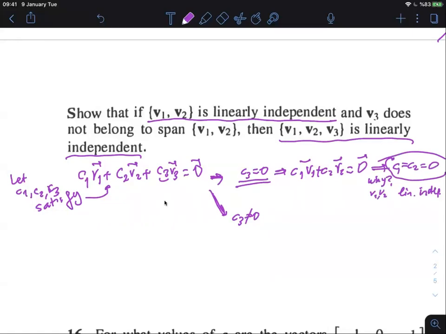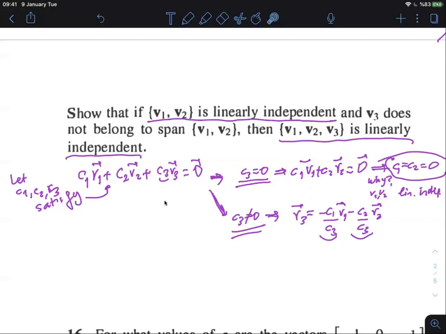If C3 is not 0, what happens? If C3 is not 0, then V3 can be written, so I can solve this equation for V3, right? How? Because I can write this as minus C1 over C3 V1 minus C2 over C3 V2. Why can I do this? Because C3 is not 0, so I can divide by C3.